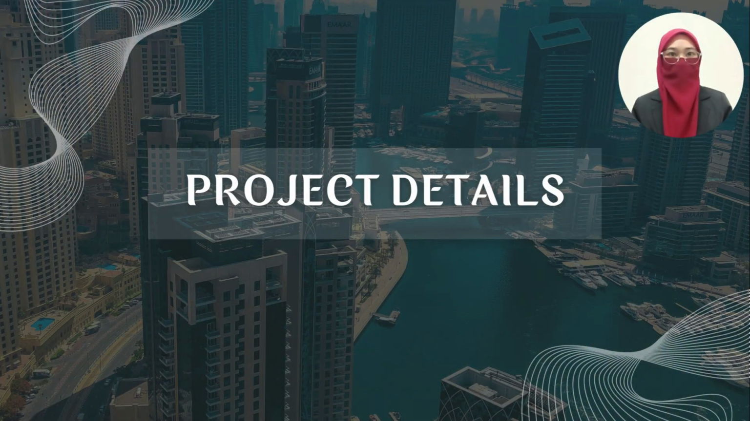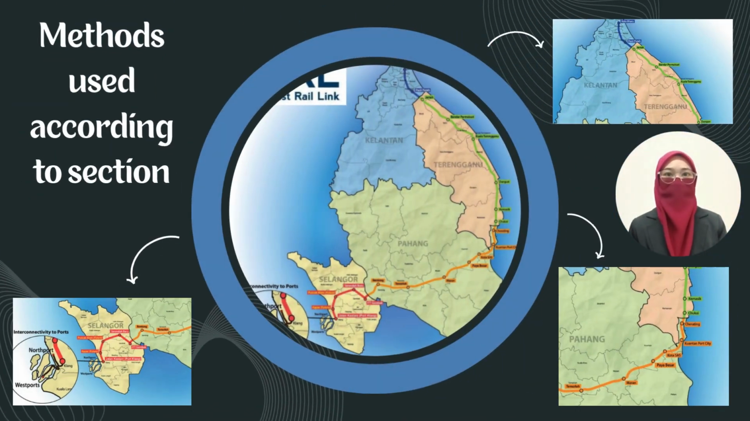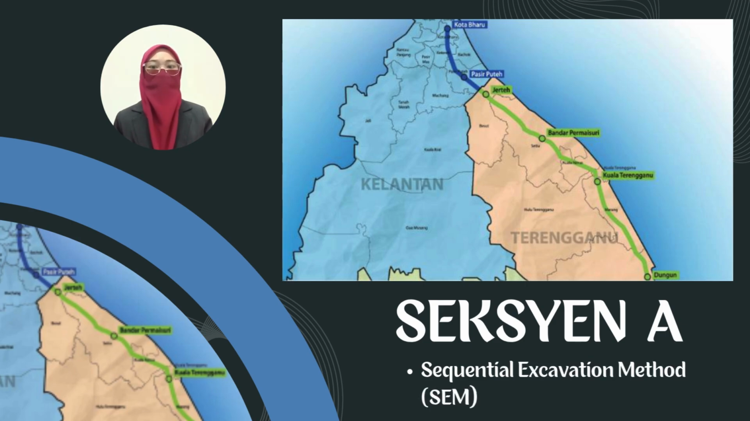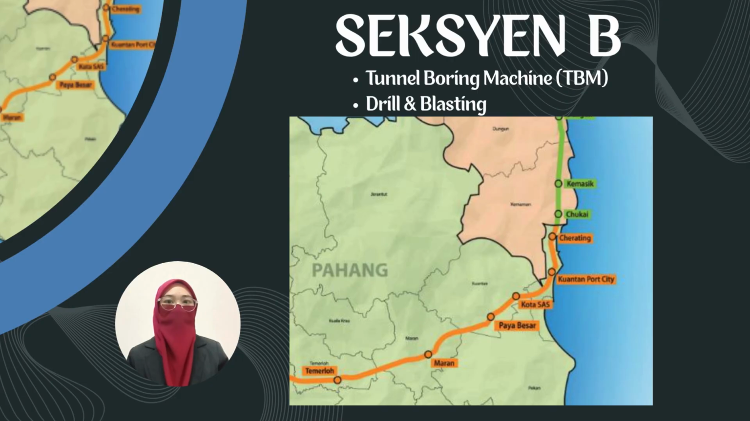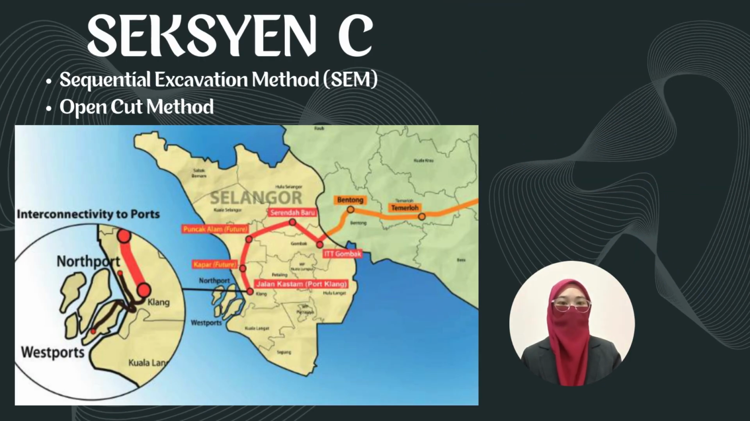First, let me present the project details. From this slide, we can see a map showing the railway tracks. It has 3 sections, and let me tell you the method used in each section. First, section A uses the sequential excavation method. Second, section B uses tunnel boring machine TBM and drill and blasting. The third is section C, which uses sequential excavation method SEM and the open cut method.